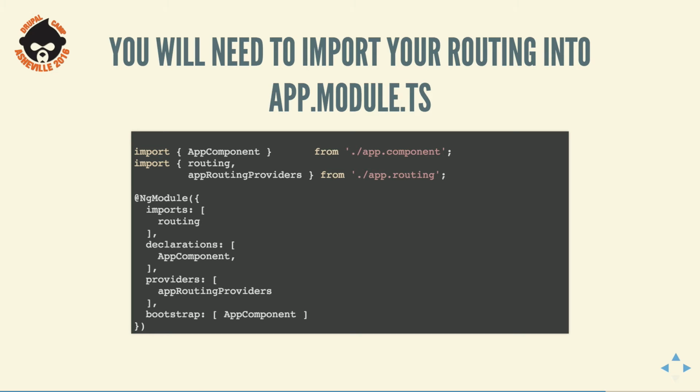And we see our NgModule decorator, and then we can declare our imports, and one of them happens to be routing. And then we're going to declare the app routing providers as a provider for our application. So that right there will get you off the ground and running with routing.